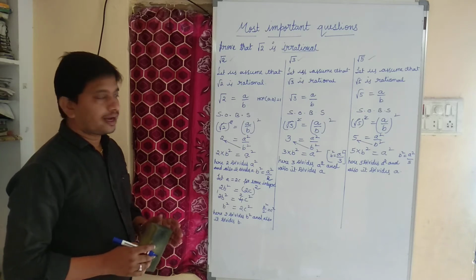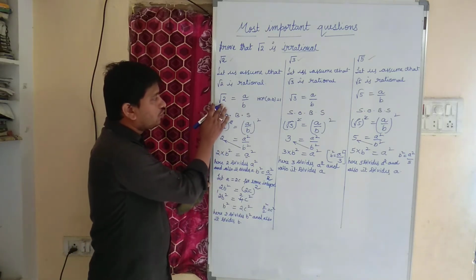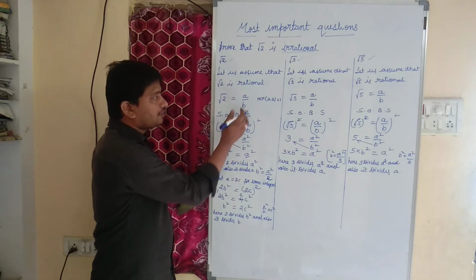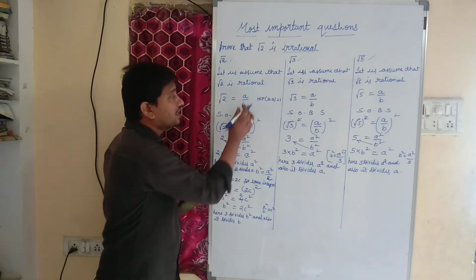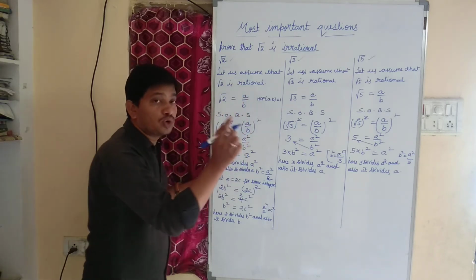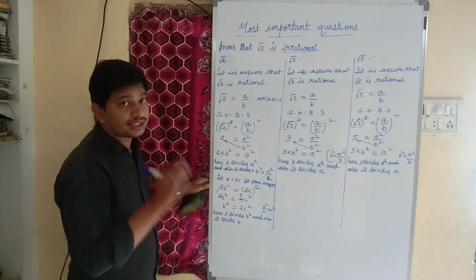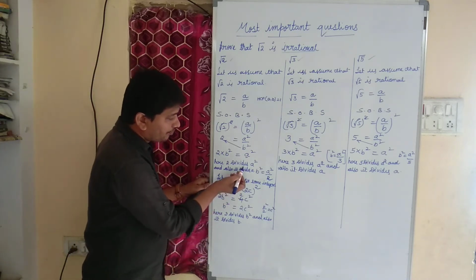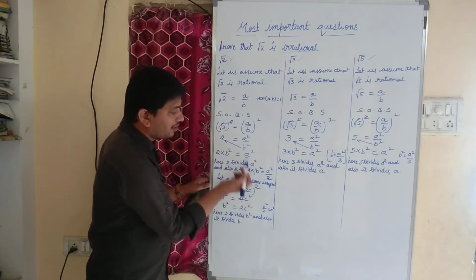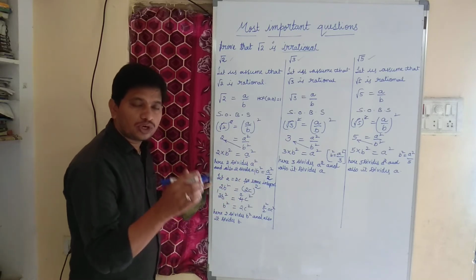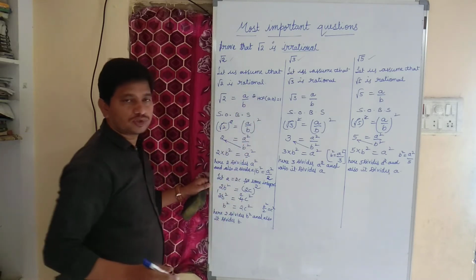Right? If we observe here, we assumed that root 2 is rational. Rational means it should be in the form of a by b, and the most important point is both a and b should have only common factor 1. But this is our contradiction. Here 2 divides a squared and also it divides a. I mean 2 is also a common factor. 2 is a factor of a.